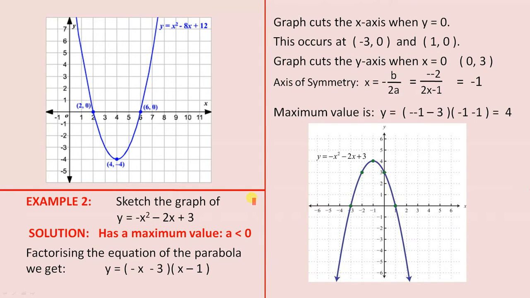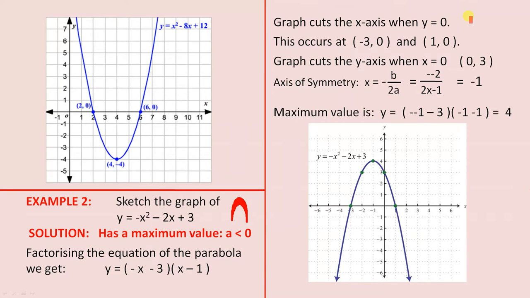Example 2. Sketch the graph of y equals minus x squared minus 2x plus 3. We can see here that a is -1. So it has a maximum value because a is less than 0. So it's going to be shaped like that. When we factorize that section there, we get this. There it is there.